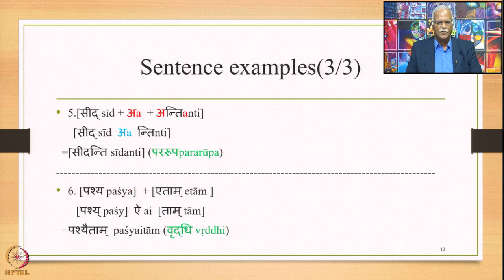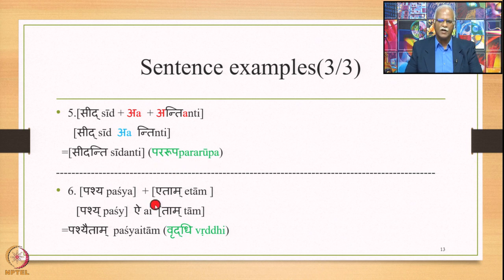Then we have sidanti mama gatrani. So we have siddha plus a plus anti. And here where we have a followed by another a, they are within a pada. And so atogune applies and pararupa sandhi takes place. So this a comes over here as the substitute and we get the form siddhanti. This is the example of pararupa sandhi.